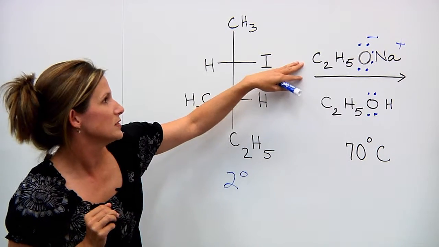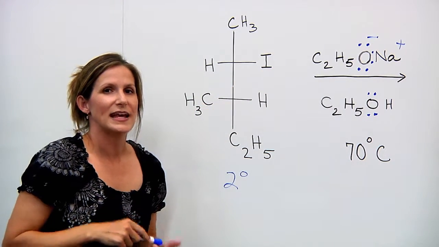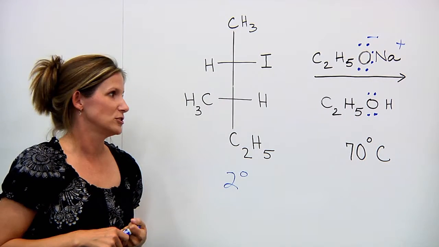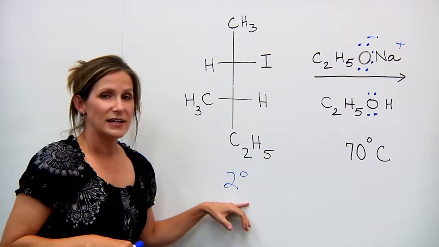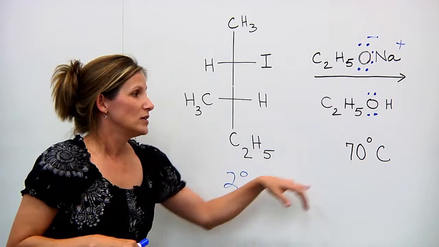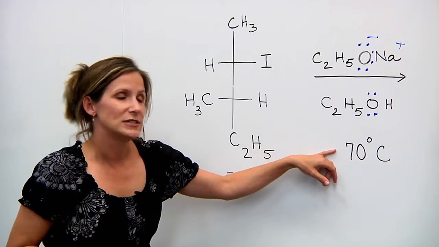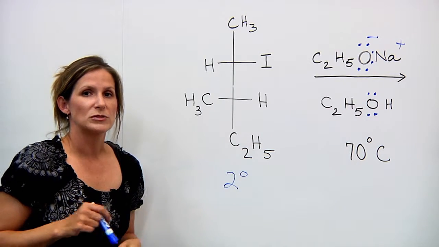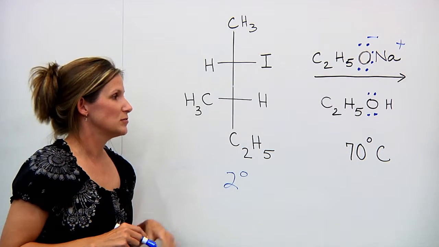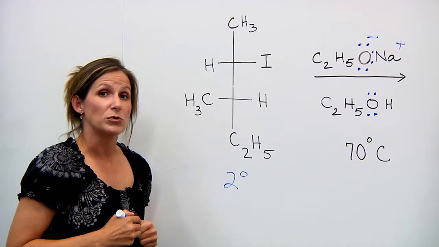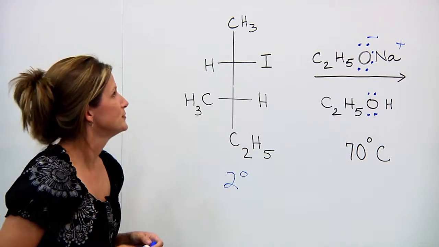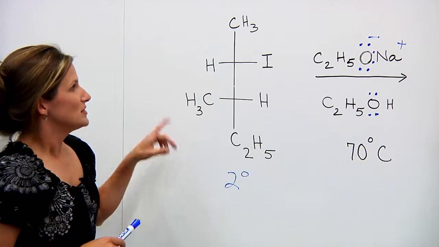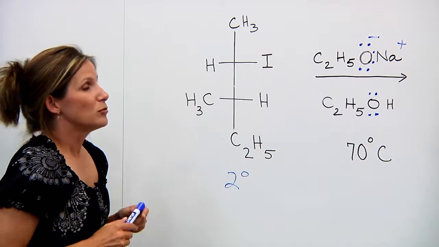Now, because sodium ethoxide is a good base and a good nucleophile, we need to consider our other reaction conditions. We have a secondary alkyl halide. We also have a temperature at 70 degrees. Given all of these factors, we can most likely predict that the mechanism that this will proceed through is going to be an E2.